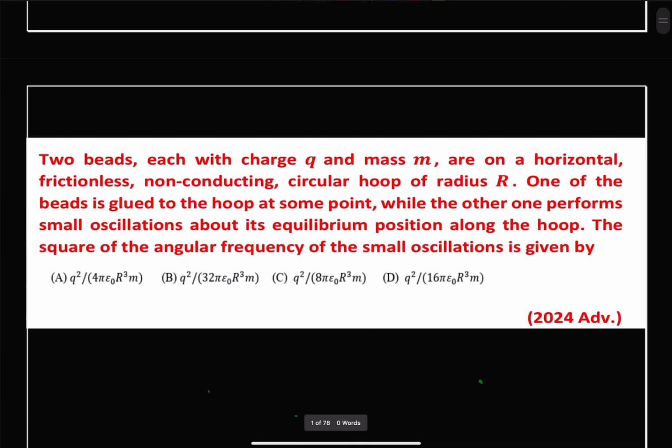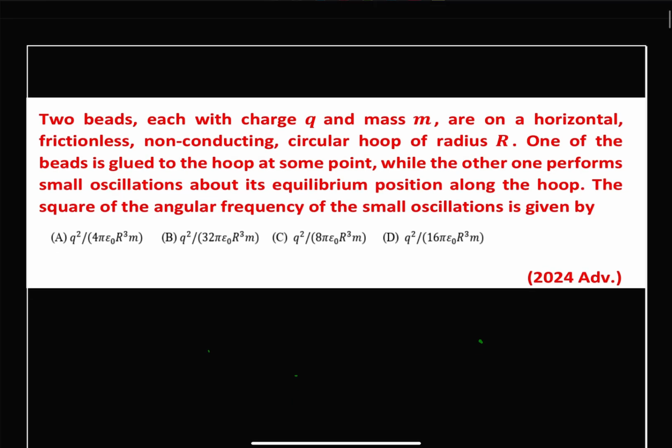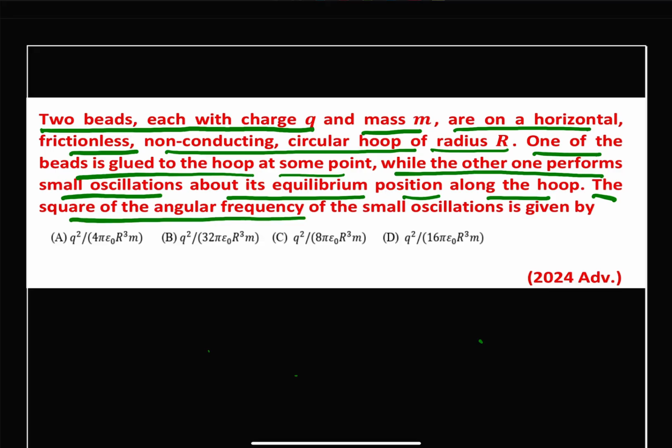So first question, it states that two beads, each of charge Q and mass M, are on a horizontal frictionless non-conducting circular hoop of radius r. One of the beads is glued to the hoop at some point, while the other performs small oscillation about its equilibrium position along the hoop. The square of the angular frequency of the small oscillation is given by.